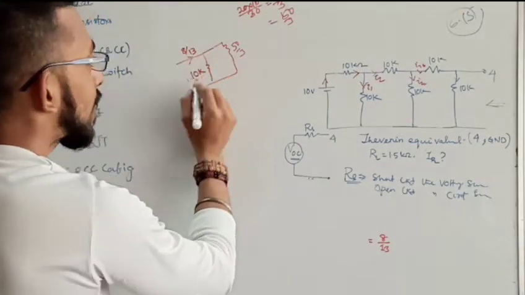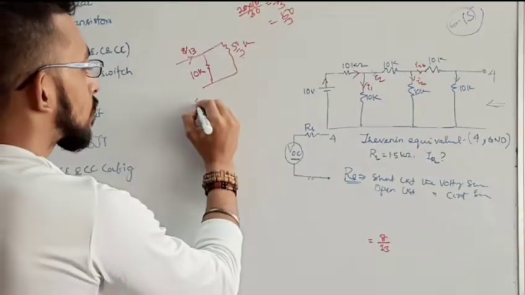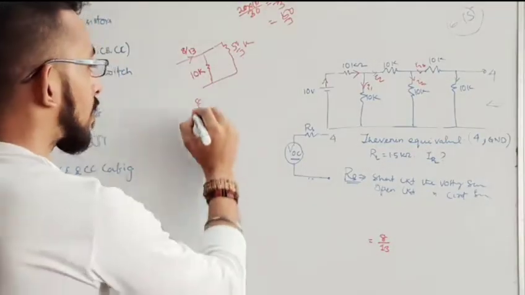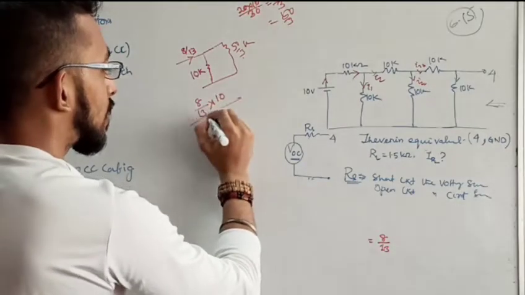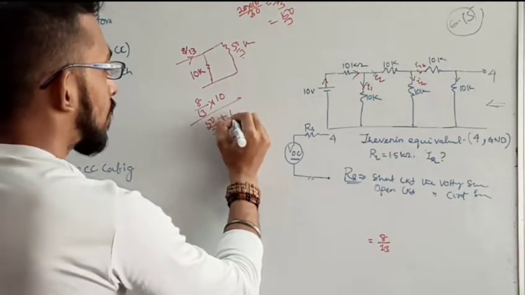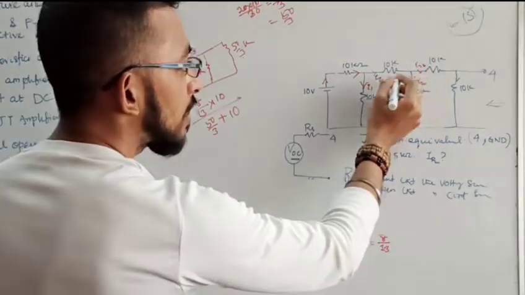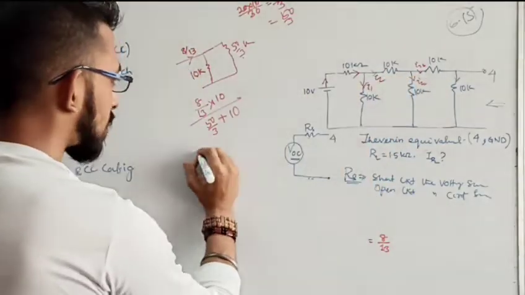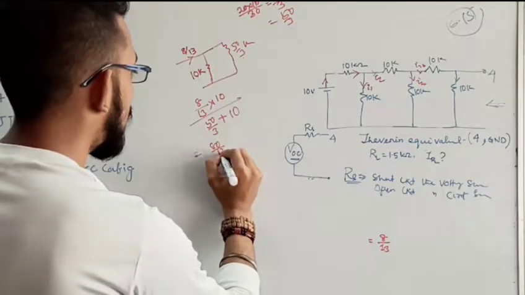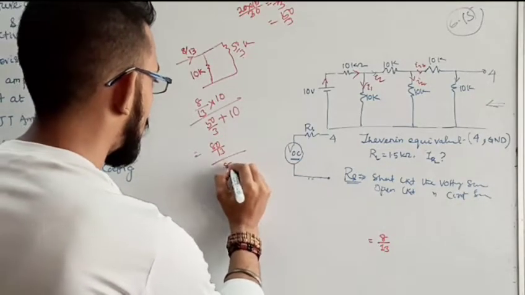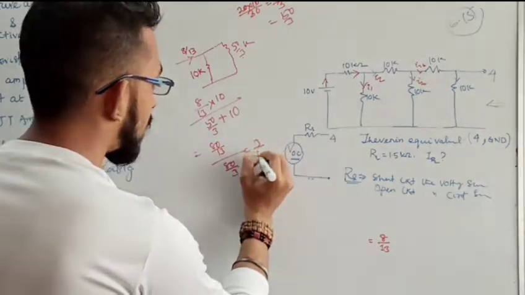Now this 8 by 13 will divide into two parts, one to the 10 kilo ohm and one to the 50 by 3. So how do we divide current in a parallel connection? It is the main current 8 by 13 times the opposite branch resistance divided by the sum of resistances. So this is the current that you will get here, that is I2, which is nothing but 80 by 13 divided by 80 by 3. So it will become 3 by 13.